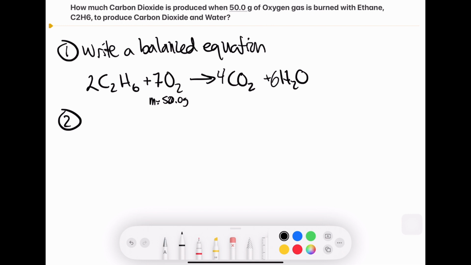We know something about it. And this question is not asking about the ethane. It's not asking about the water. It's asking about the carbon dioxide. And so I like to call this the unknown. These are our 2 things.